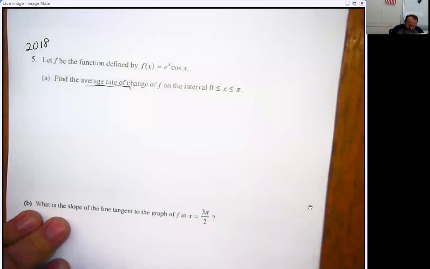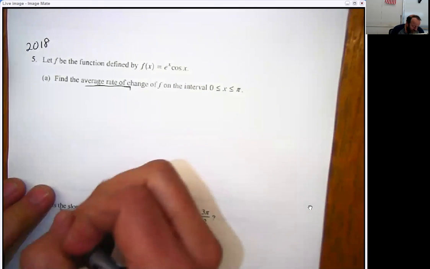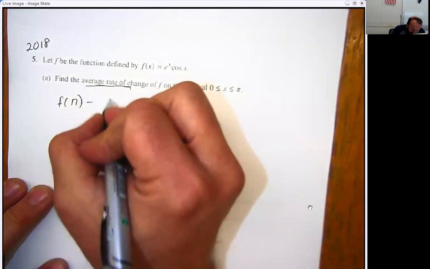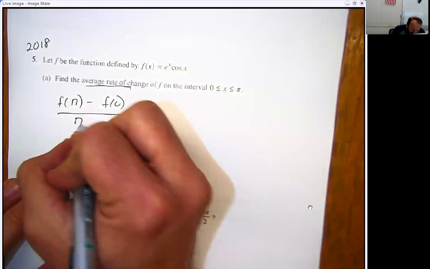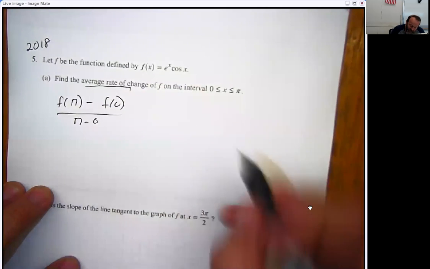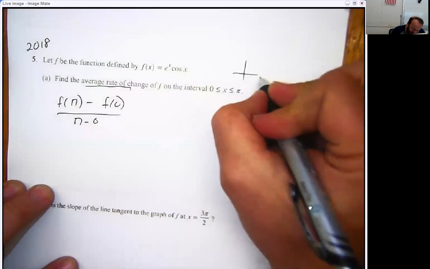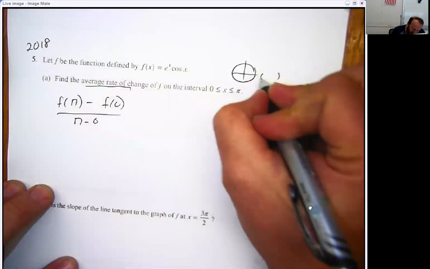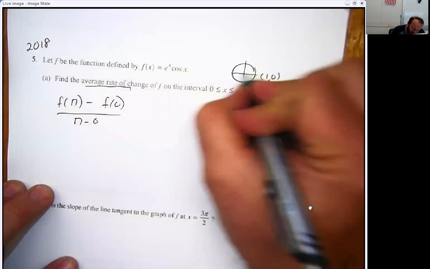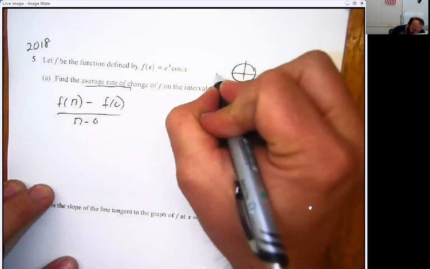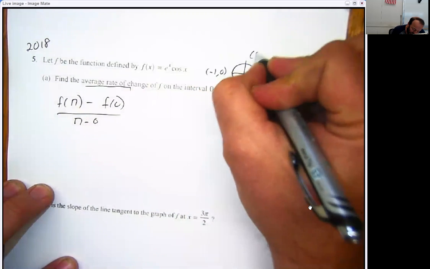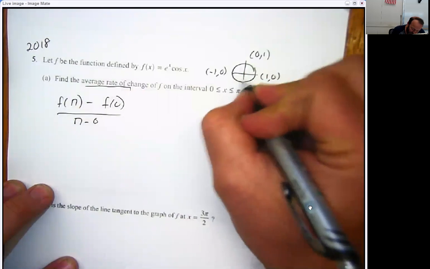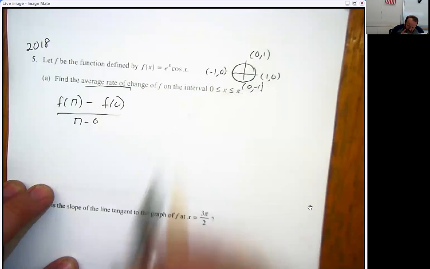So they're asking us for an average rate of change. The average rate of change, of course, is just finding the average slope. So it should be f of pi minus f of 0 over pi minus 0. Now that is asking us to remember a little bit of stuff from the unit circle, and I'm going to be referring to this a couple of times. Remember, here is 0, which is the coordinate 0, 1. And here is pi over here, which is the coordinate negative 1, 0. We've got 0, 1 up here at pi over 2, and 0, negative 1 at 3 pi over 2. And we're going to be using those.